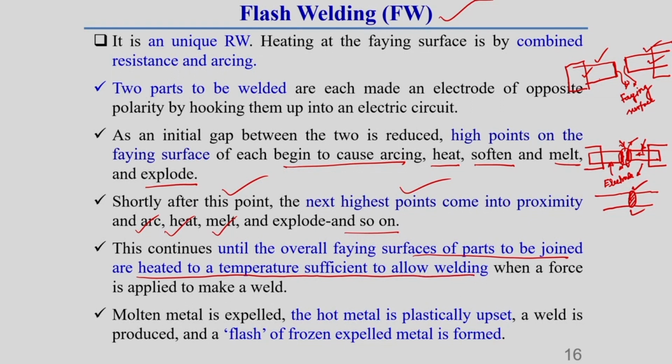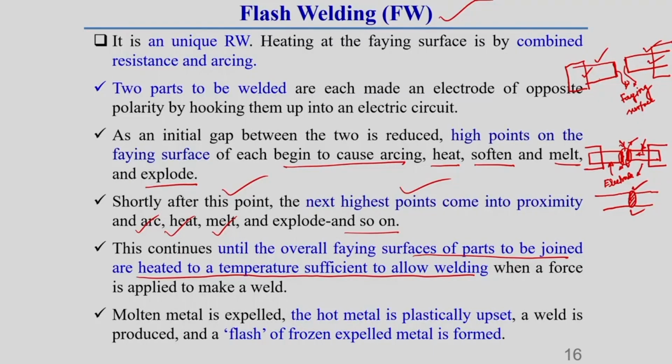Now, in this flash welding process, once the pressure is applied, the molten material flashes out from this region, and the flash, the frozen expelled metal, is formed.